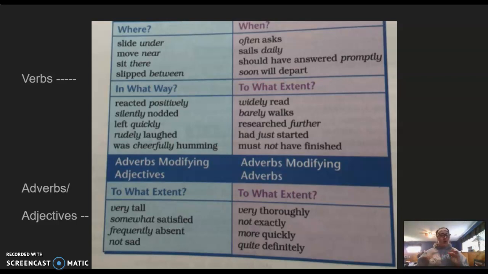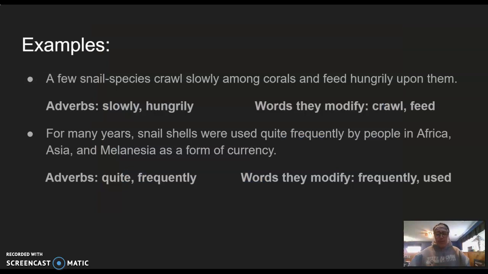You're like, wait a minute, how do I know if this is an adjective being described or a verb being described? Look at your chart because it'll make it very clear for you. Moving on, here are some examples in actual sentences.